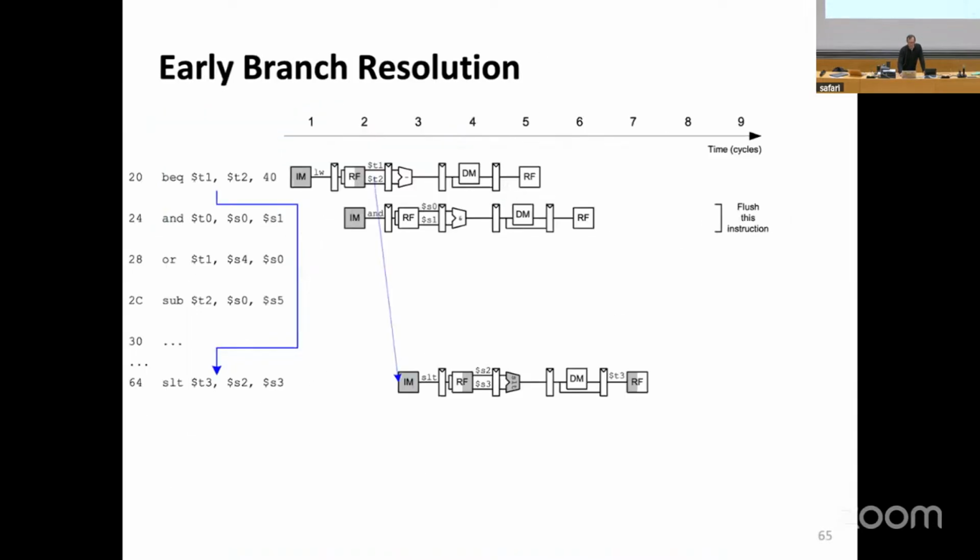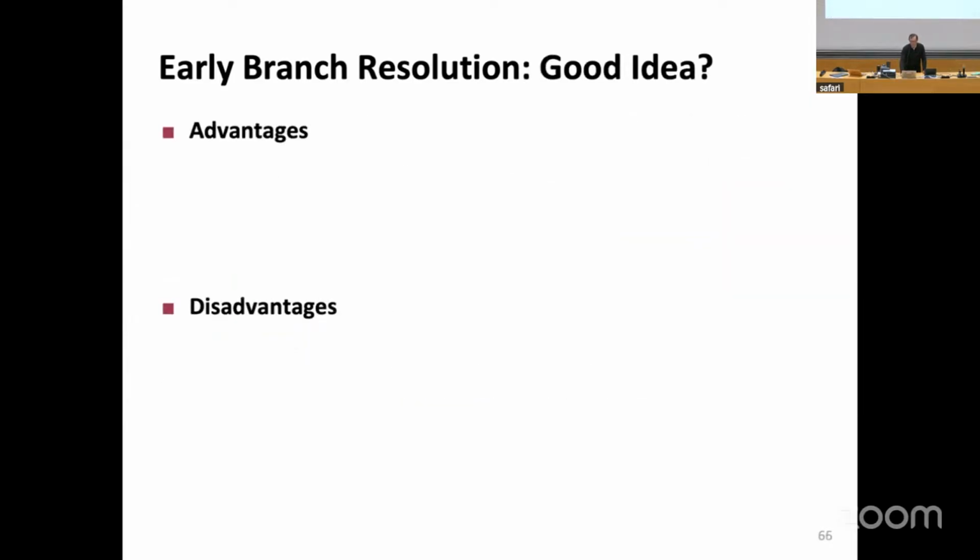Clearly, this will have some benefit. If you do that, you need to flush only one instruction, right? You don't need to fetch these instructions. Basically, you fetch the next instruction, and the branch resolves at the end of clock cycle 2. So at the beginning of clock cycle 3, you're at the target address. So you fetched only one useless instruction, you flush only one of those. The question is, is it a good idea?